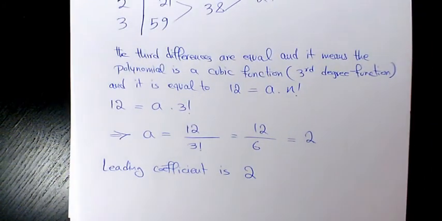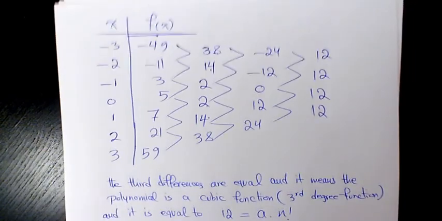So that's how we find out the order of the function, or degree of the function, and the leading coefficient based on finding the finite differences of a table of values.